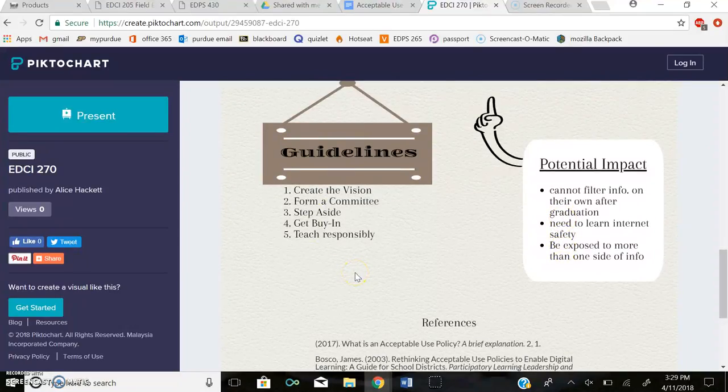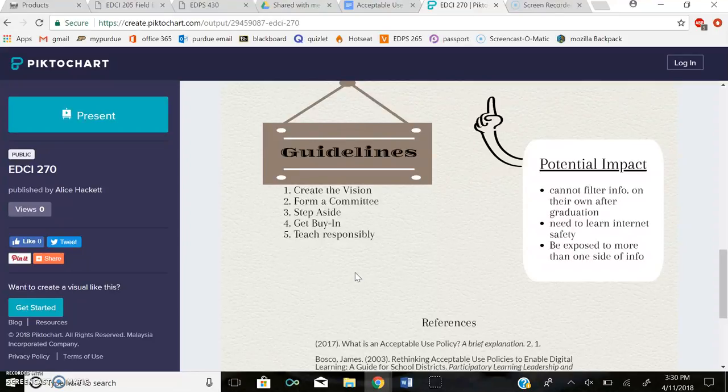The first guideline is create the vision. Technology changes continuously, and deciding which technology to use is important. The actual technologies provided for the students are needed to support learning overall. The second one is form a committee. We should form a committee to help decide what should be blocked. The members in the committee should include the assistant principal, teachers of different grade levels and subjects, parents, and a member from the campus technology department.